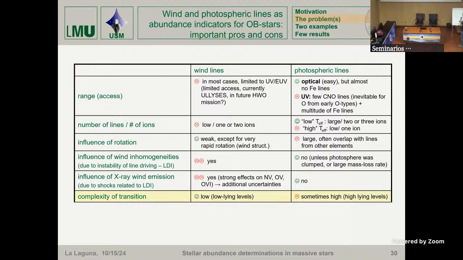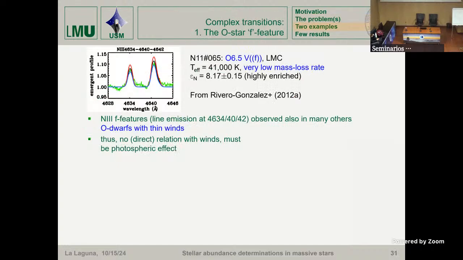All right, so the last point in this case, which speaks in favor of photospheric lines, is the complexity of the transition. What do I mean with this? In the ultraviolet, the transition is from the ground state to the first or second excited state. And so this can be described quite easily, whereas optical lines connect high-lying levels, and there something can happen. An example is shown in the next slide.